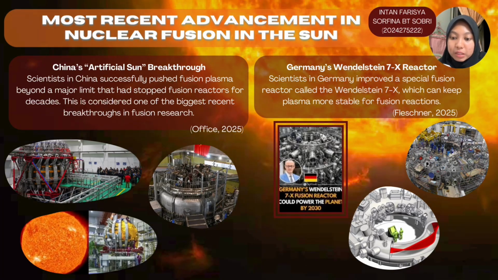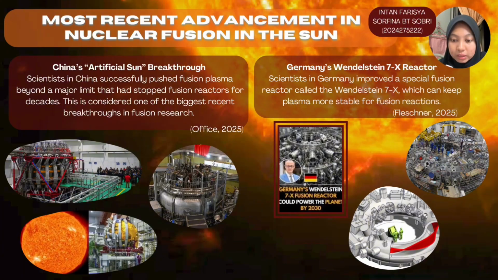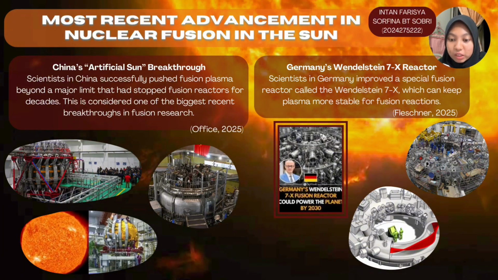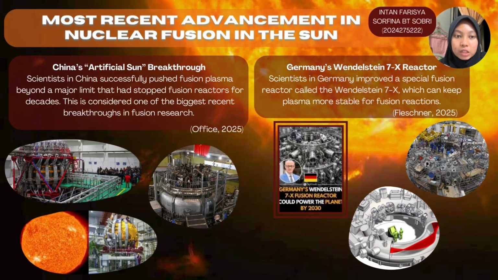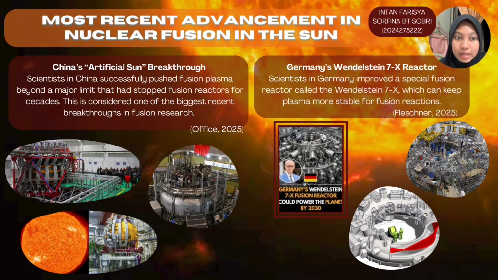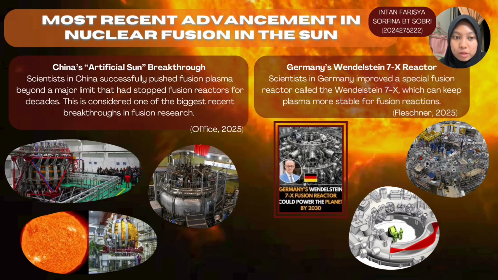And secondly, Germany's Wendelstein 7-X reactor. Scientists in Germany improved a special fusion reactor called the Wendelstein 7-X, which can keep plasma more stable for fusion reactions. Germany improved a special fusion reactor design. It helps scientists understand how to keep fusion plasma stable more efficiently.